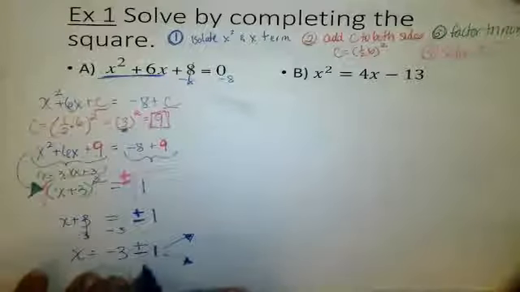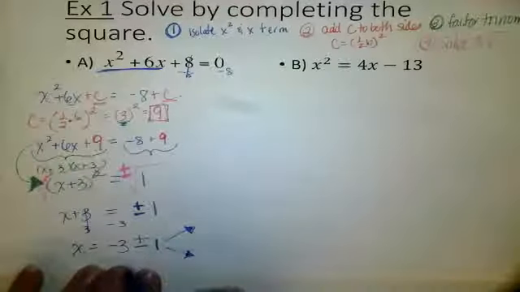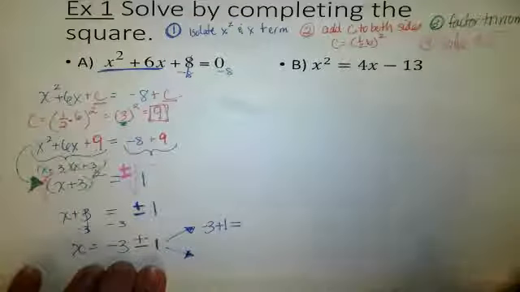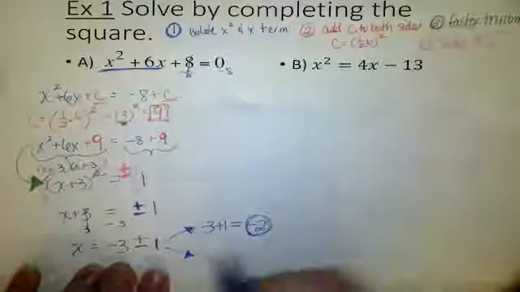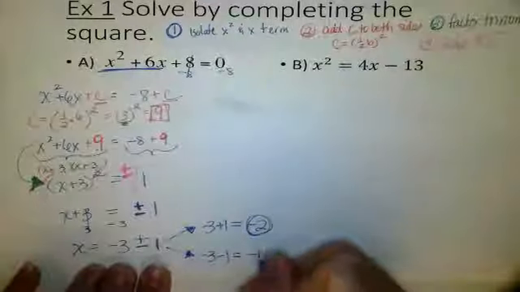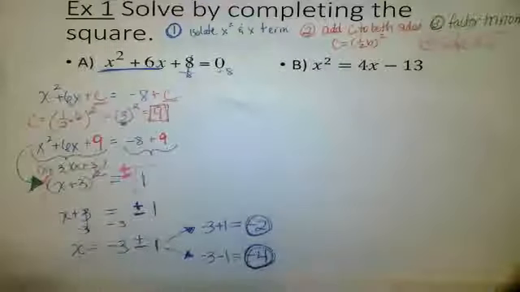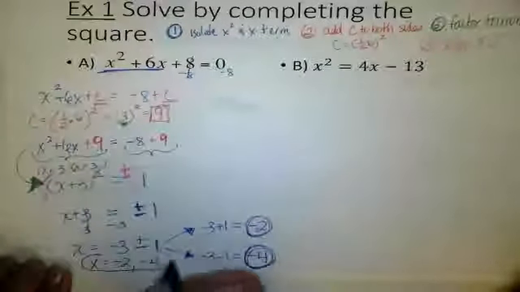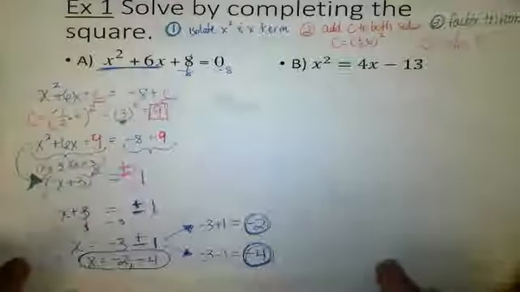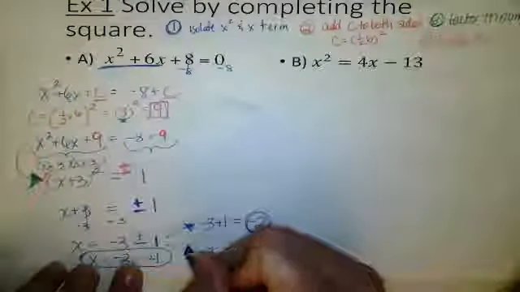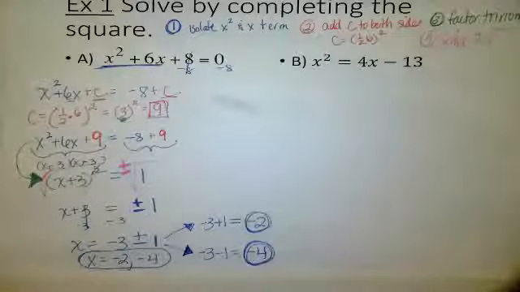Because these are just numbers, I can figure out what these numbers are. Negative 3 plus 1 gives me negative 2. And then negative 3 minus 1 gives me negative 4. So there are two solutions for x here. x equals negative 2 and negative 4. So these are my two answers for x. Negative 2 and negative 4. So when there's no more radicals, you got to go the one extra step to actually figure out the number.